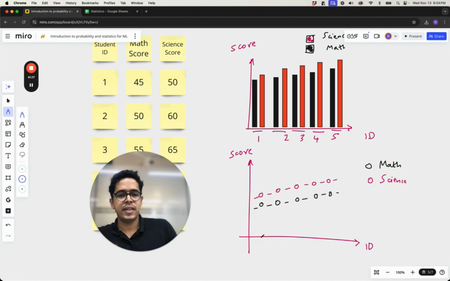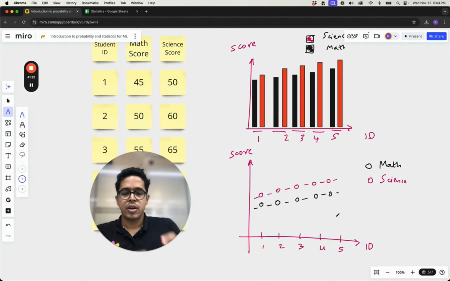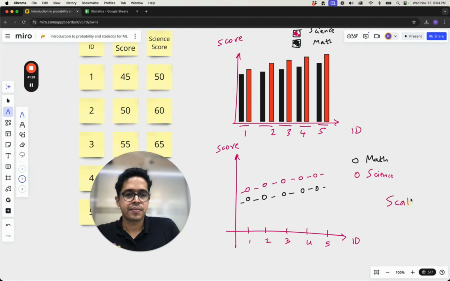So this is 1, this is 2, 3, 4, 5. Both these plots are telling the same thing, but this is called a scatter plot, and this is called a bar plot. So although both of these are saying the same thing, the degree of difference between math and science, and the fact that students are always scoring higher in science, is much clearer from this particular graph. It's also clear from this, but to my eyes, this is much easier to visualize. But a bar plot is also often very useful, of course.